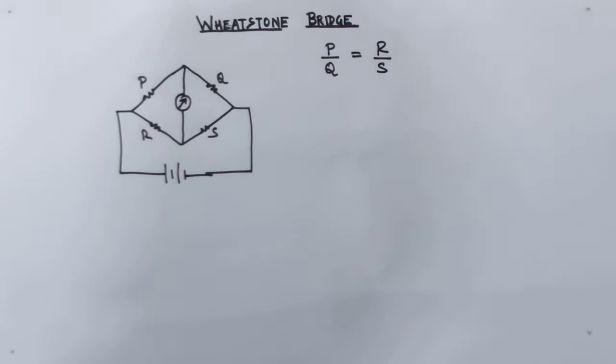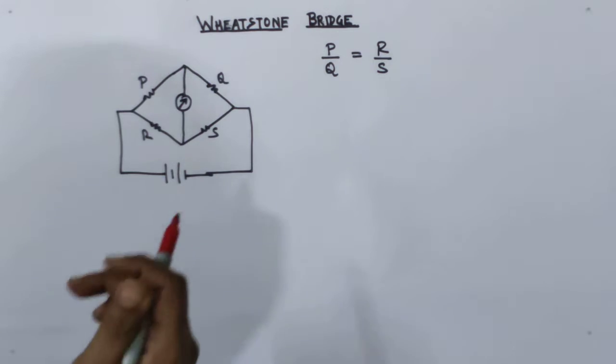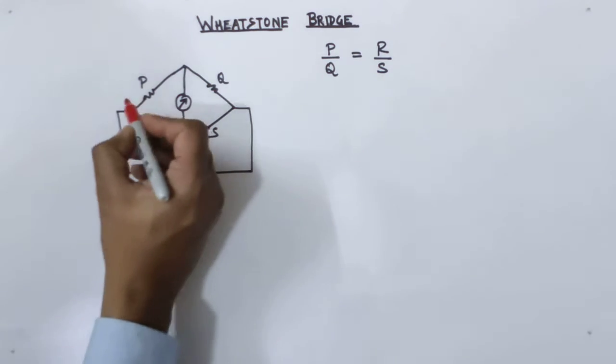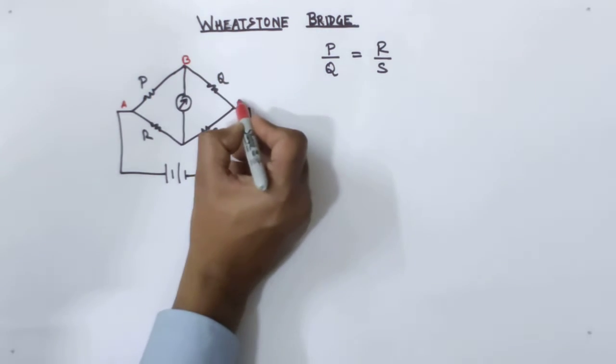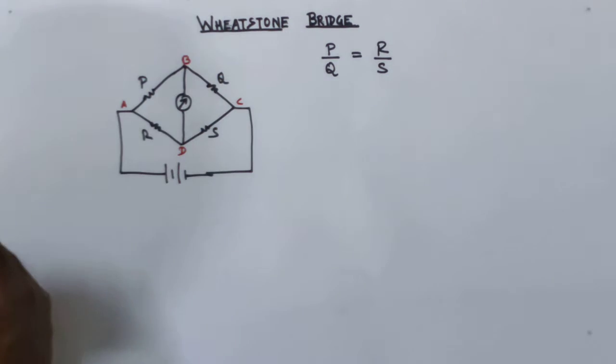Now, how can we prove this? In order to prove this, we will use Kirchhoff's law. Before we use Kirchhoff's law, let's do the current distribution in this entire circuit. Let's say this terminal is terminal A, this is B, this is C, and this is D.